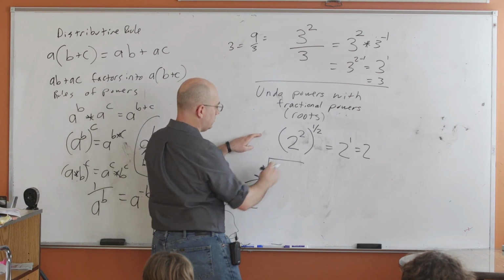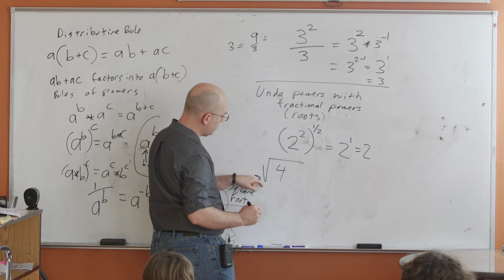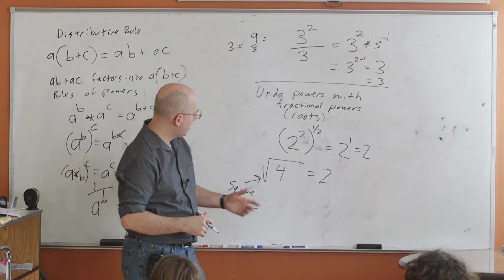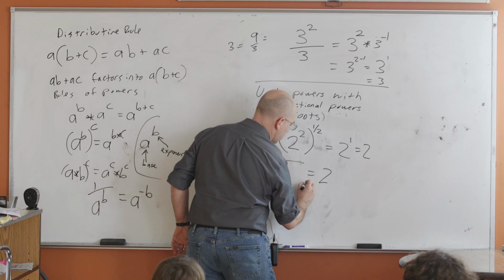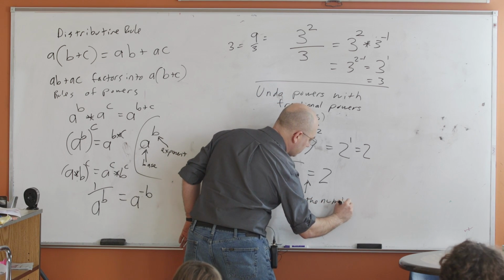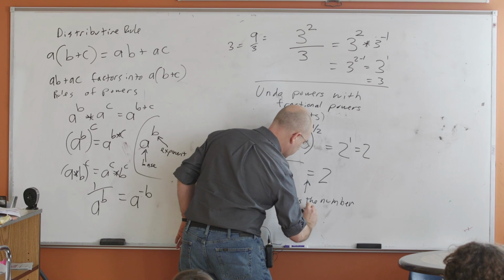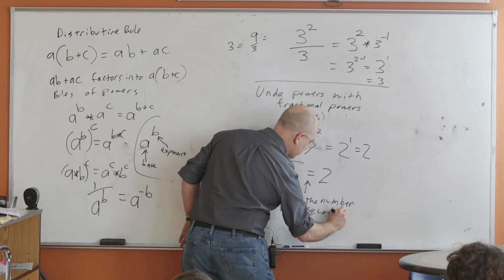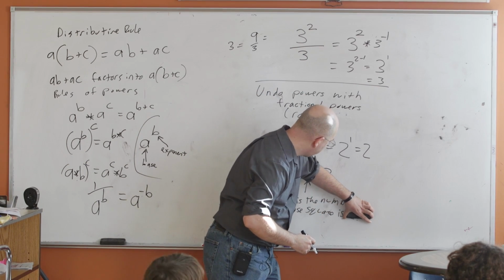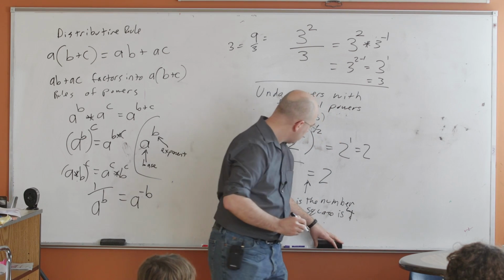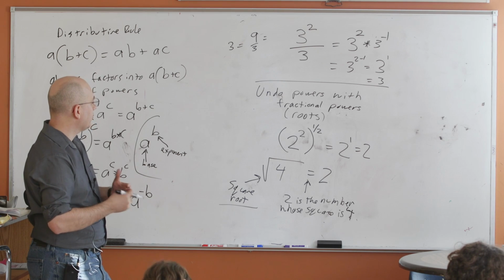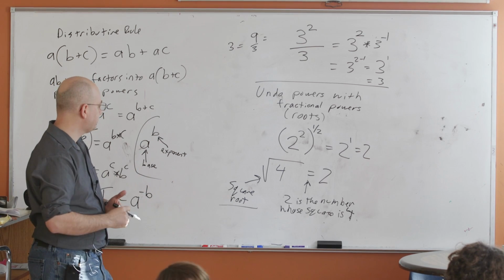Yeah. So 2 squared is also 4, so you might see square root of 4 equals 2. And what this means is 2 is the number whose square is 4. So it's kind of defining it just as undoing raising something to a power.